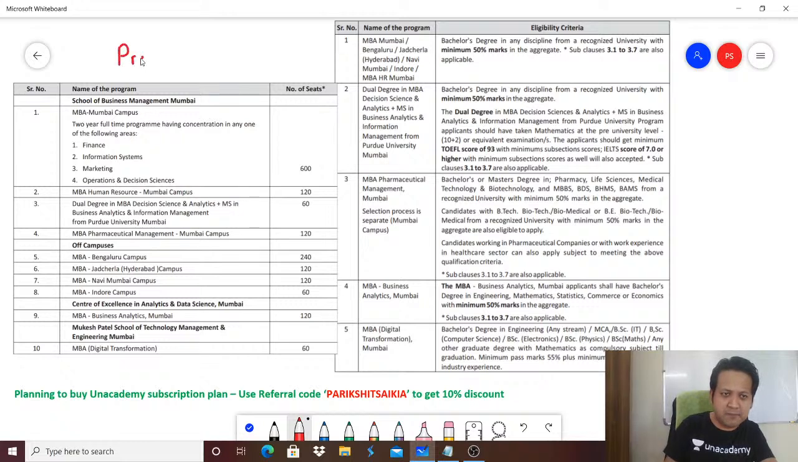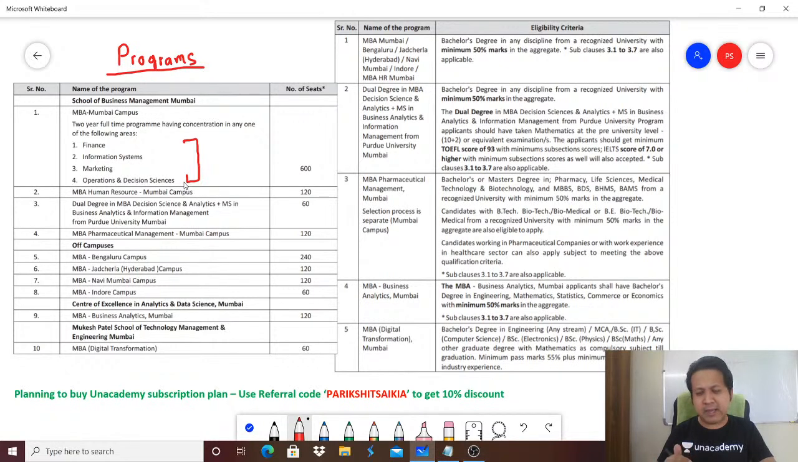As you see, I have listed out the different MBA programs that are available, and depending on your score and your interest, you might wish to opt for one of these specializations. The most sought after course is the first one. This is the MBA in NMIMS, the Mumbai campus: finance, information systems, marketing, and operations and decision sciences.